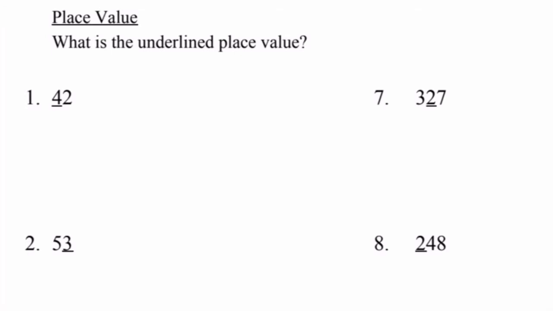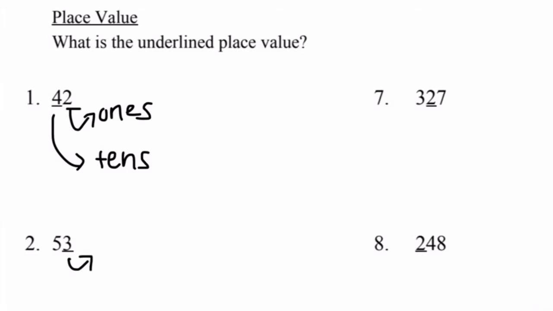Okay, let's get started. Number 1, the 4 in 42 is underlined. Well, we know that 2 in 42 simply represents 2, therefore it represents our 1's place. The underlined 4 in 42 represents 40, therefore the underlined 4 represents our 10's place, because 40 is 4 tens. Number 2, 53. The underlined 3 in 53 simply represents the number 3. Therefore, it represents our 1's value.